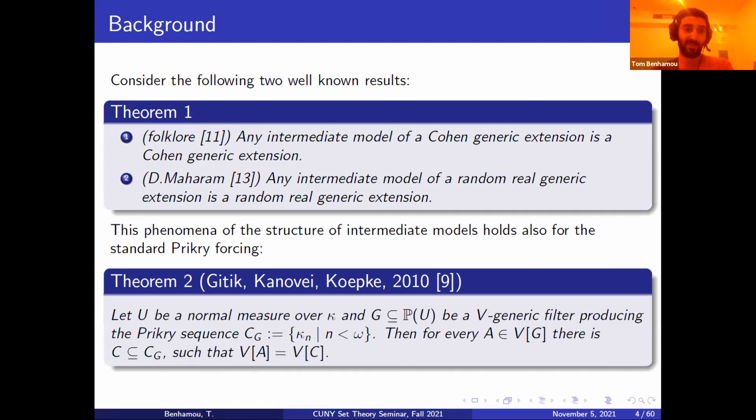Actually, what they prove is that for every normal measure U over kappa, and every V-generic filter G for the Prikry forcing with U, producing a Prikry sequence C_G, and for every set A in the generic extension, there is a subset or a subsequence C of the generic sequence C_G, which produces the same model, such that the model generated by A is equal to the model generated by C.